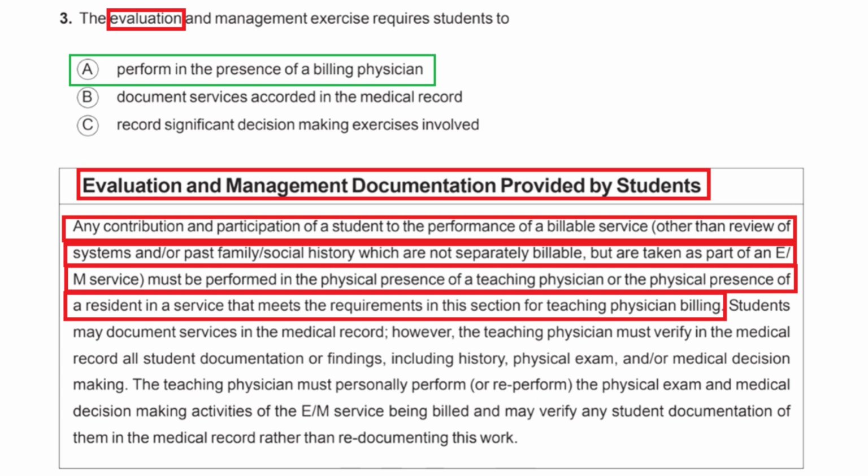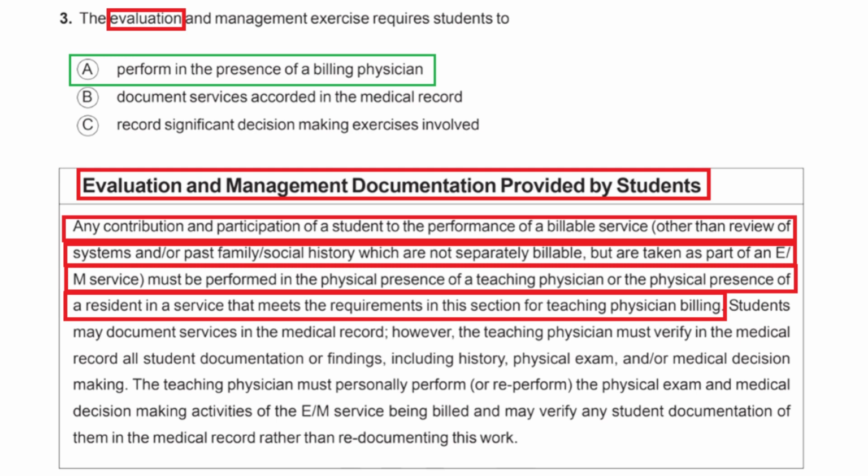C. Record significant decision-making exercises involved. This option mentions recording decision-making exercises, which is a component of the evaluation and management process. However, it doesn't emphasize the requirement of performing services in the presence of a billing physician, which is the primary concern outlined in the provided policy.